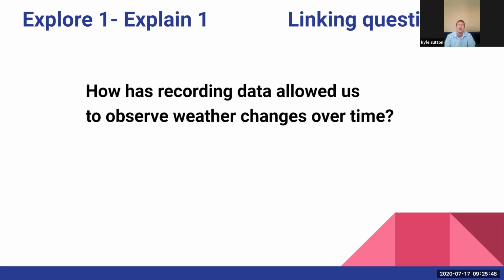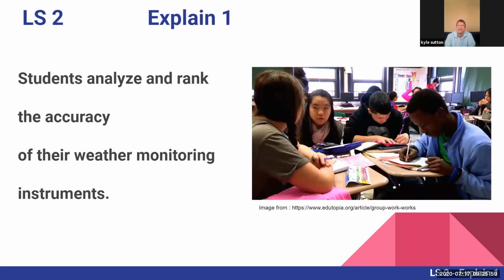So next linking question, getting into the Explain, how has recording data allowed us to observe weather changes over time? So this would be something you're probably coming back to the next day after the building and making your predictions for the weather. Students are going to share what predictions they made, and then they're going to analyze and rank the accuracy of that information. Who was able to get the most accurate predictions and use out of their information.